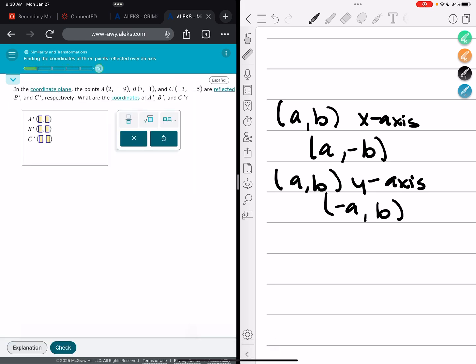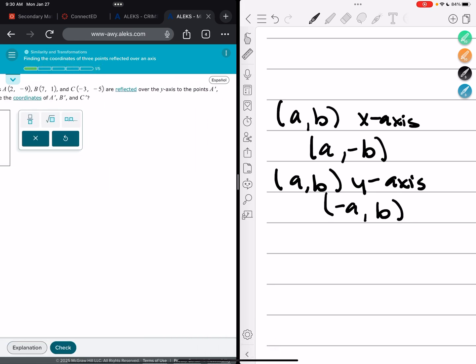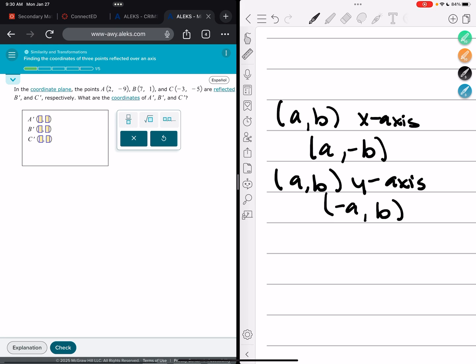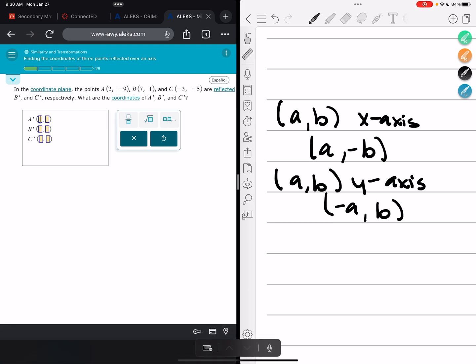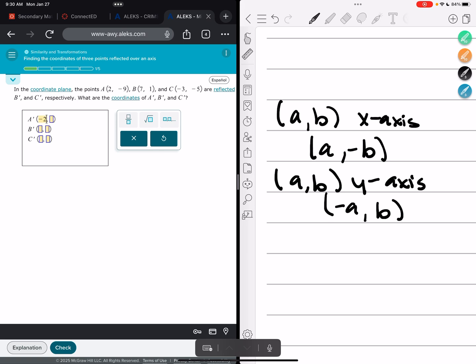All right, this time, again, we've gotten the 3 points, and again, it tells us it's reflected over the y-axis, so we're going to change the a to its opposite. So the opposite of 2 is negative 2, negative 9 stays the same. B, we have (7, 1), so 7 becomes its opposite, 1 stays the same. Last one, we have (negative 3, negative 5). Negative 3 becomes its opposite, which is 3, and then negative 5 stays the same, which we can go ahead and check.